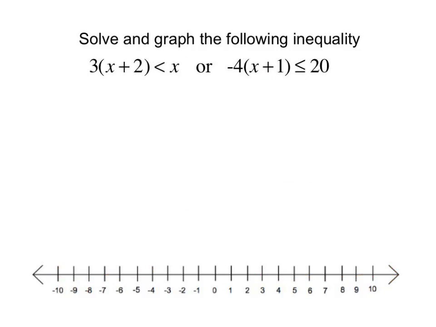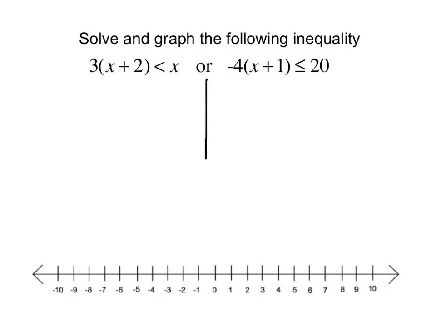So one more or inequality. I've got some parentheses here, and the algebra has gotten a little bit more difficult, but we're still just going to be solving two different inequalities separately, and the or is just telling us that when we're done, we're going to have two different things that we graph, and we're going to keep the solutions for both of those.